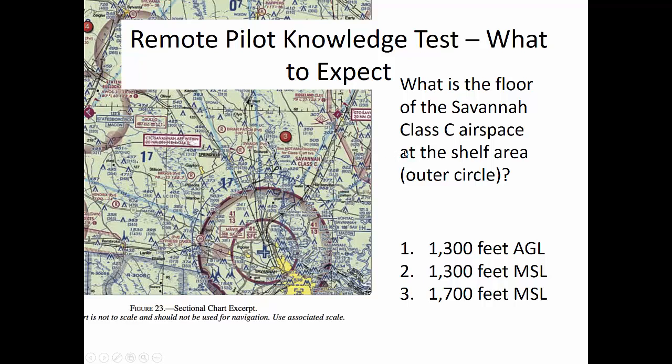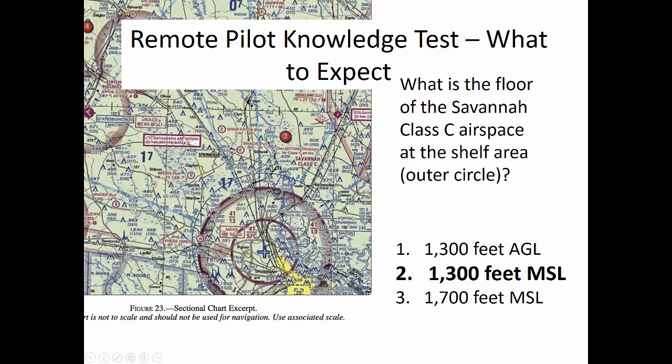And it's asking what is the floor of the Savannah Class C airspace at the shelf area, the outer circle. So if you look here at this outer circle, it's got 41 and 13. So it's 1,300 feet, but is it above ground level or is it at mean sea level? So around Class C airspace, that elevation is mean sea level. 1,300 feet is the bottom of the shelf around that airspace.